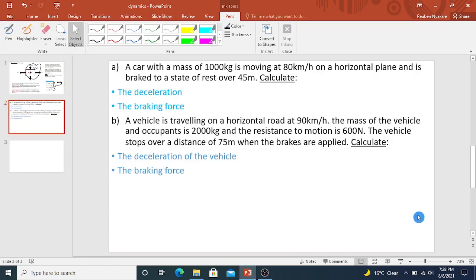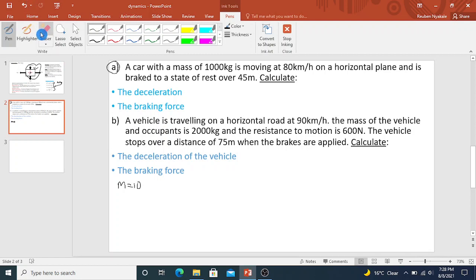I have two questions. The first one says a car with a mass of 1000 kg is moving at. Now let's take out the data, the given information regarding number A. Let's look at number A for now. A car with a mass, we are given a mass. The mass of the car is 1000. We are taking out the data.